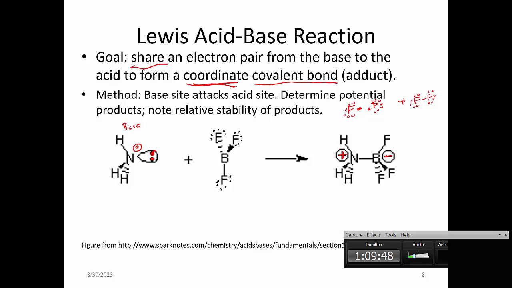What about boron trifluoride here? Boron trifluoride, this is our acid, and acid is an electron pair acceptor. And boron trifluoride is a powerful Lewis acid, a strong acid. This is not one of the 7 common strong acids that you memorize. The 7 common strong acids you memorized were Bronsted acids. This is a strong Lewis acid. What makes this such a strong Lewis acid? Can you see it?